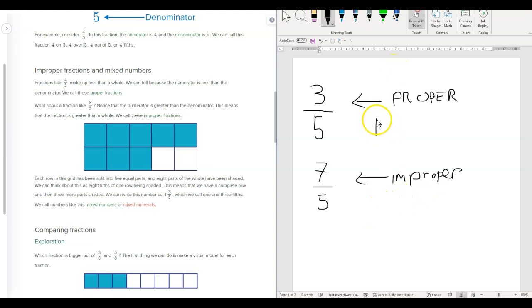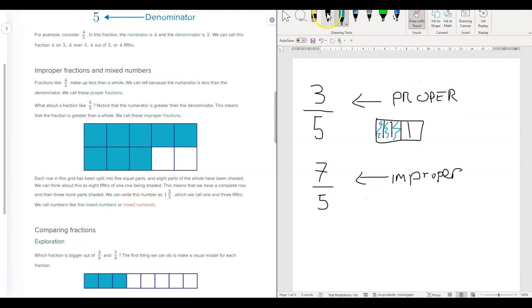If I had a shape, I'm just going to do a quick little shape here, and that was divided up into 5 pieces. Now, obviously, these are not equally drawn. 1, 2, 3, 4, 5. Sorry about my terrible drawing. This means of this whole shape, I have 1, 2, 3 pieces. So 3 of the 5 pieces is what 3 over 5 means, this proper fraction, okay?